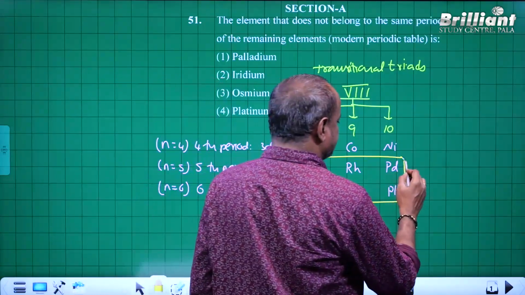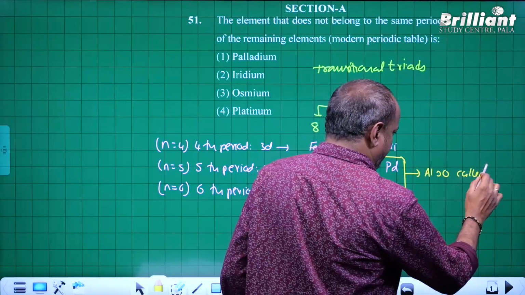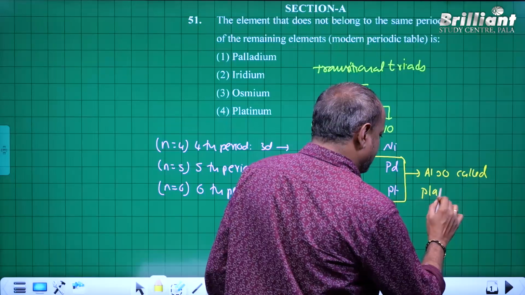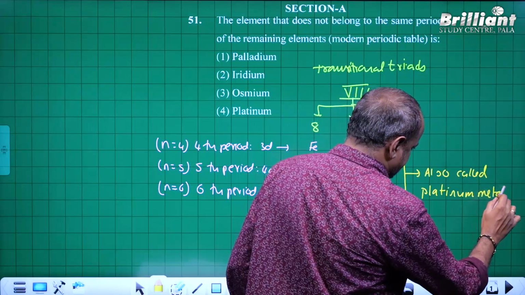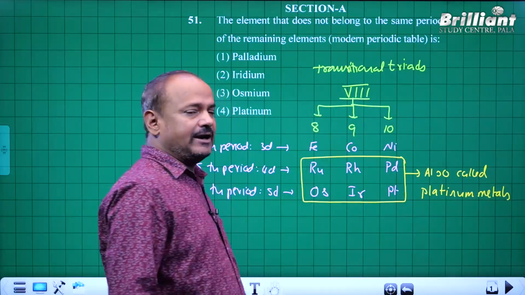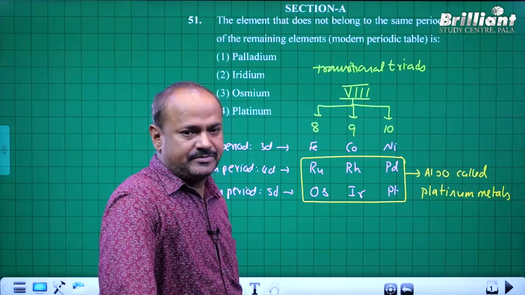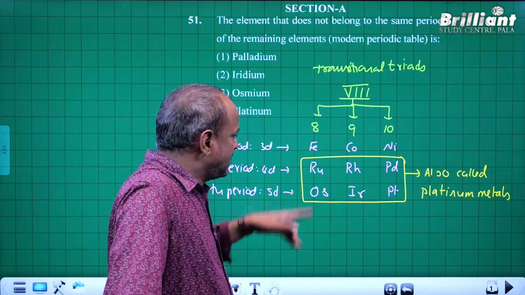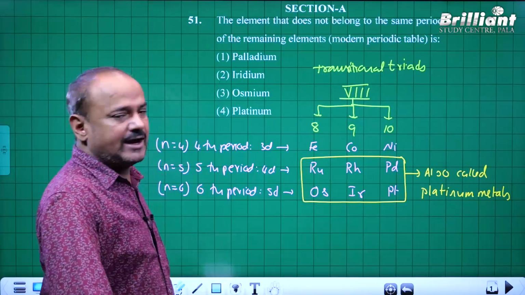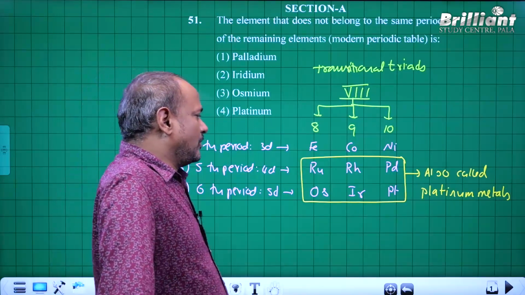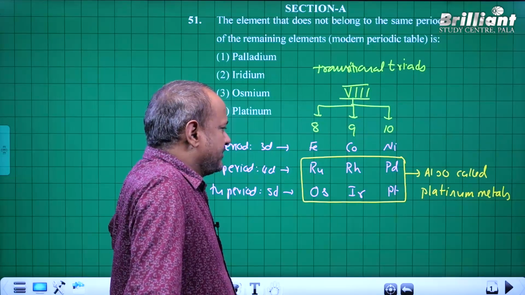These 6 metals are also called platinum metals. They appear like platinum and their properties are slightly close to platinum. That's why they are called platinum metals, but not the first set, only the 4d and 5d sets of groups 8, 9, 10. Ruthenium, rhodium, palladium, osmium, iridium, platinum are called platinum metals. These 6 only.